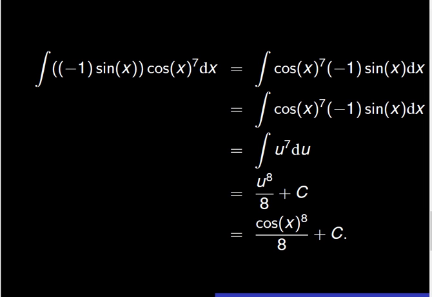Thus, when we replace u by cosine of x in the previous equation, we obtain the value of the final expression of the antiderivative, which is the fraction cosine of x to the power 8 over 8 plus the constant c.